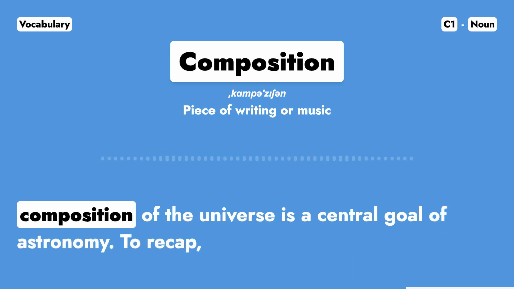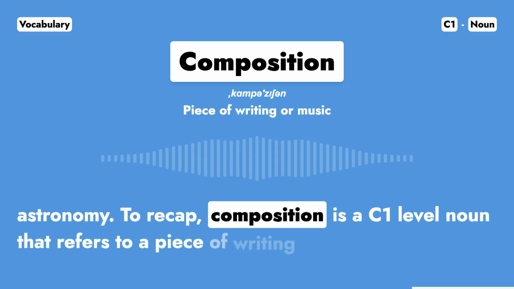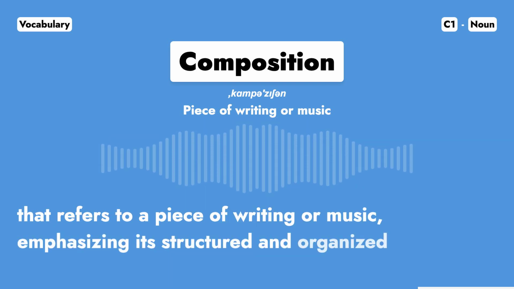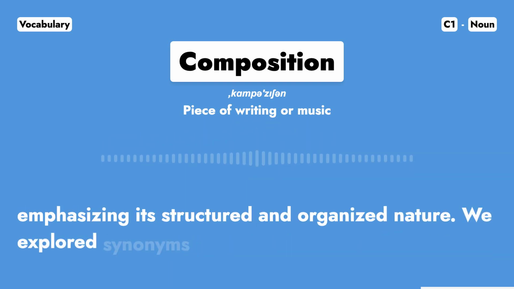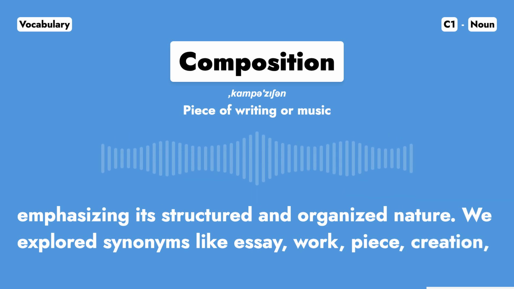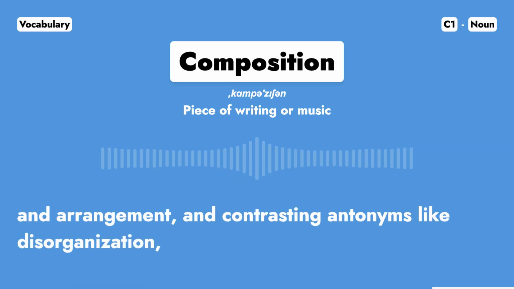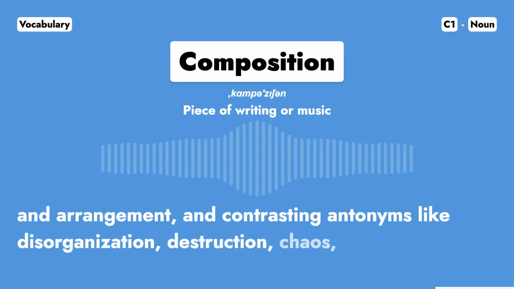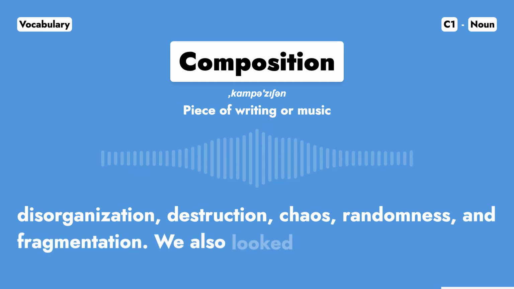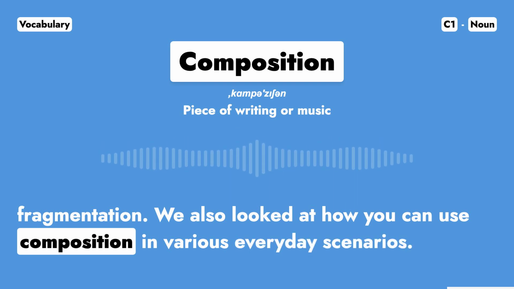To recap, composition is a C1 level noun that refers to a piece of writing or music, emphasizing its structured and organized nature. We explored synonyms like essay, work, piece, creation, and arrangement, and contrasting antonyms like disorganization, destruction, chaos, randomness, and fragmentation. We also looked at how you can use composition in various everyday scenarios.